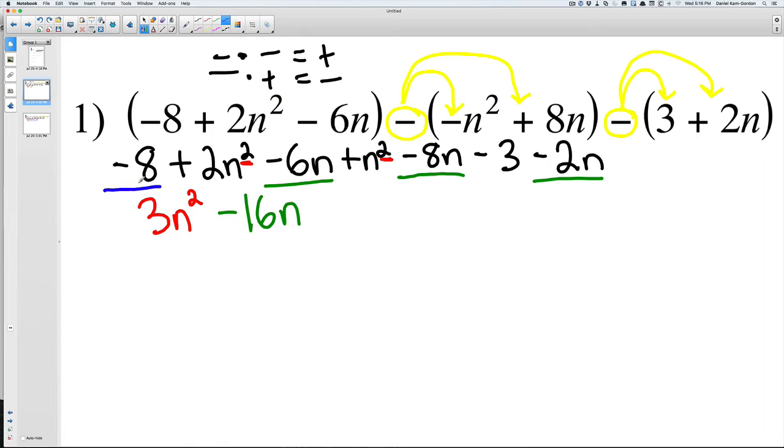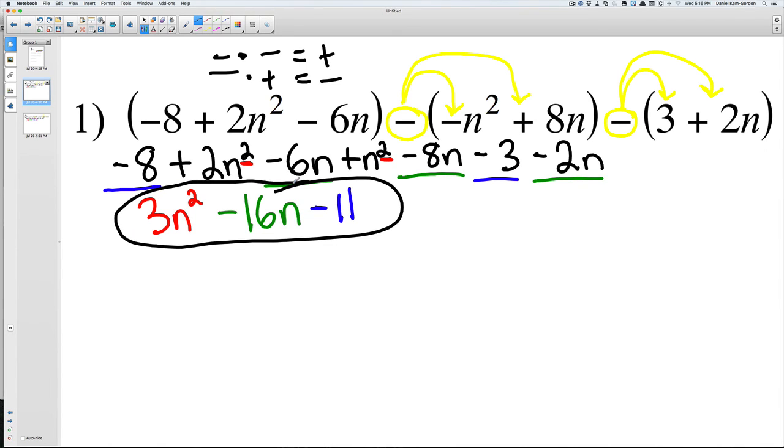The last thing we have to look for is any regular old numbers. We have a -8 here, and we have a -3 here. -8 plus -3, we have to add them together, is going to be -11. And that is your final answer, because we've combined all of the like terms and simplified it as much as we could. And that is how you add polynomials.